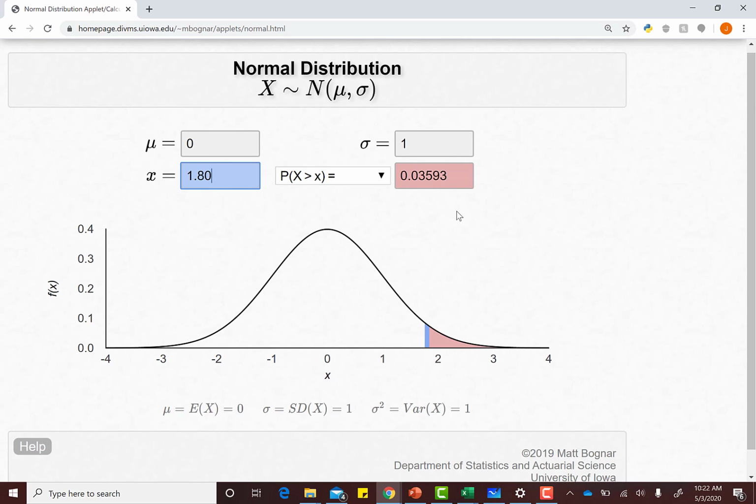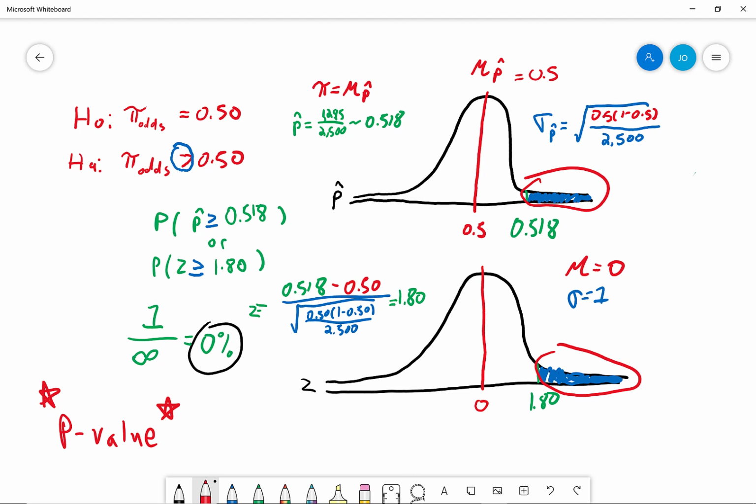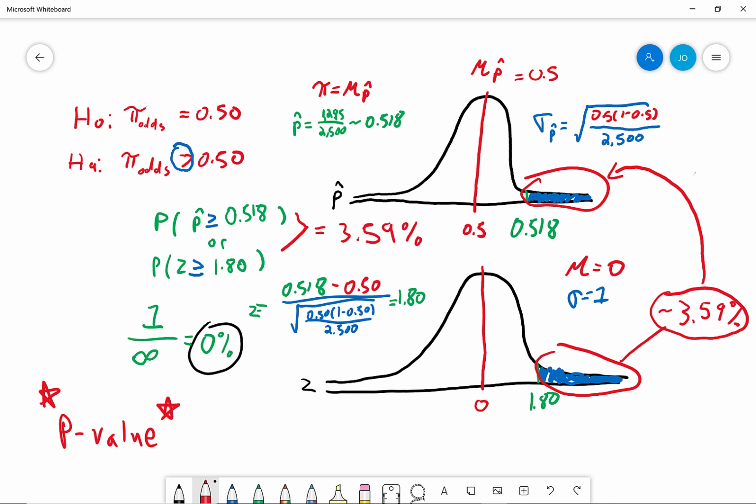So let's take a look now that we have this p-value, 3.59% roughly. The area we just found is being represented by this visualization, approximately 3.59%. And that's the same area as the graph in the distribution that we're interested in, the distribution of sample proportions. Those two are the same values. If we wanted to write this out numerically, both of these areas represent 3.59%.